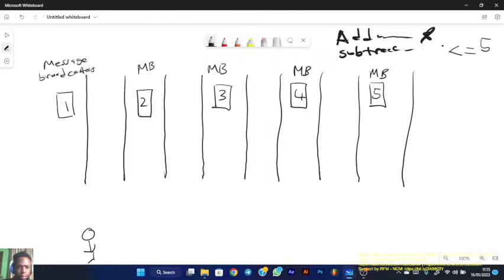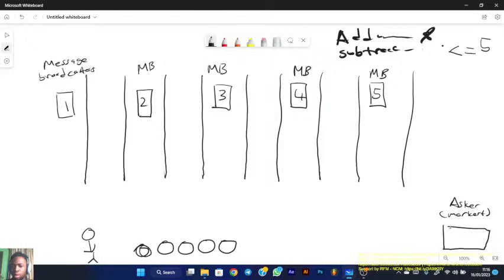This is the player, and we have 5 coins. 1, 2, 3, 4, and 5. Then we can have an asker, maybe the market, kind of where you go to buy maybe your swords or your shield or whatever it is.